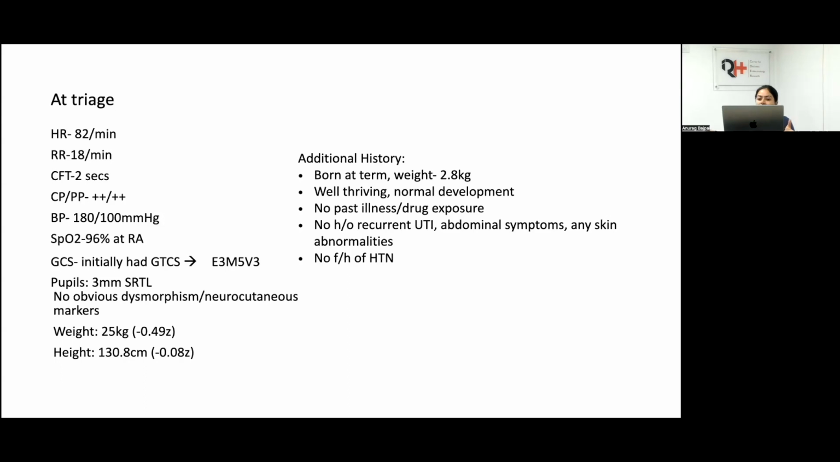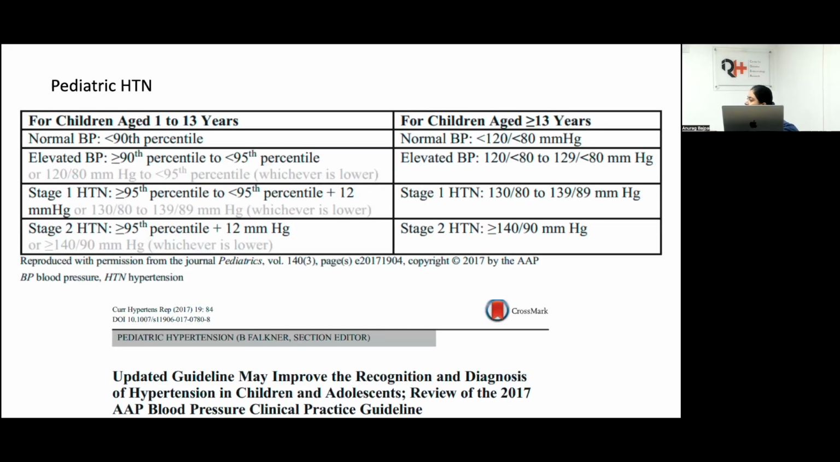In the presence of hypertension, further history was elicited. We found that he was born at term, had a normal birth weight, was well thriving, developmentally normal, had no previous illnesses or drug exposure, no history of recurrent UTI or abdominal symptoms or any skin abnormalities, and no family history of early onset hypertension. So when you have hypertension below 20 years of age, of course you have to look for secondary causes.